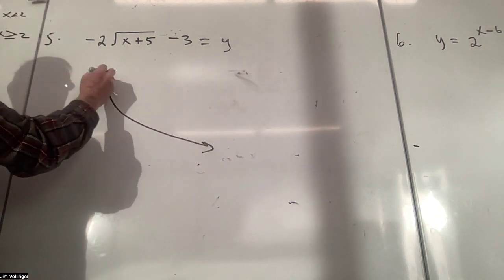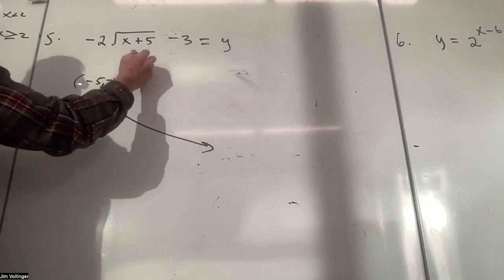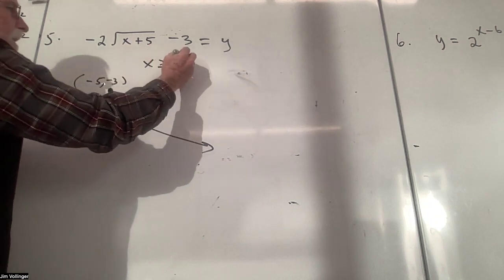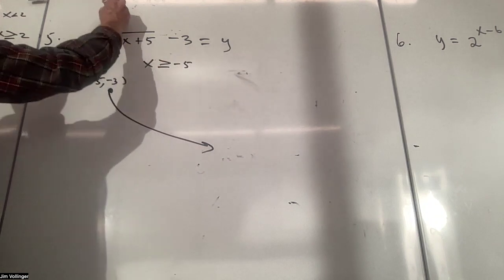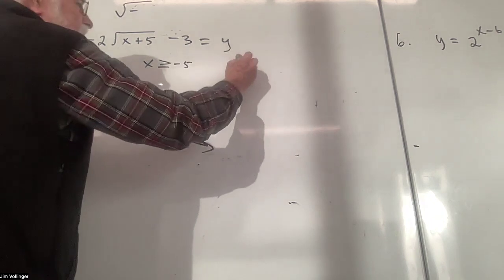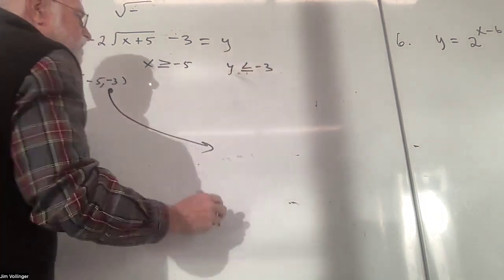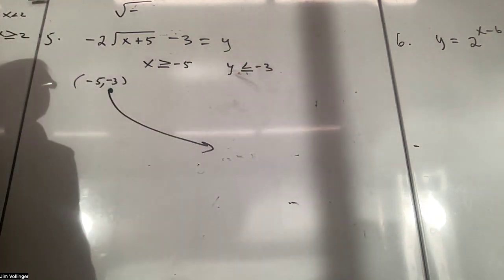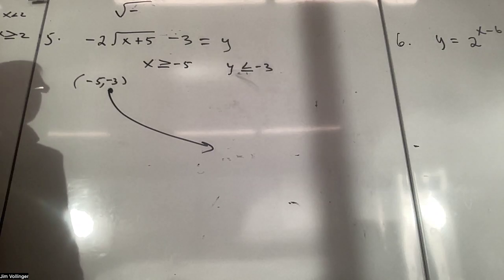(-5, -3). Domain: x greater than or equal to -5. Otherwise, you got imaginaries. You got negative. Can't have that. And the range, y values are less than or equal to -3. I want to start talking domain and range more now that you're starting to get a feel for these graphs.